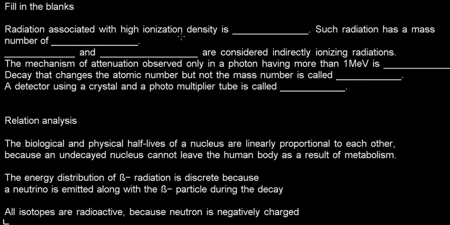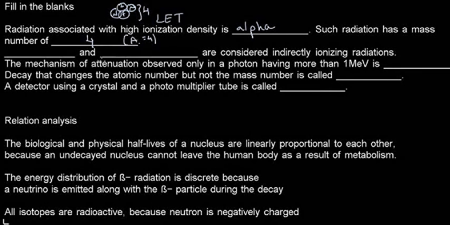Radiation associated with high ionization density is blank. And really, like I told you in the videos, they're only going to have you compare alpha to beta or alpha to gamma, not really beta to gamma so much, because they're somewhat similar as far as the ionization density maybe, and maybe some penetrability. But when we're saying ionization density, this means LET. It's synonymous. And really, the particle that has the highest LET that we've encountered is the alpha particle, or alpha decay. Such radiation has a mass number of, and we know an alpha particle has two protons and two neutrons, and this would be a mass number of four. Mass number of four. Very good.